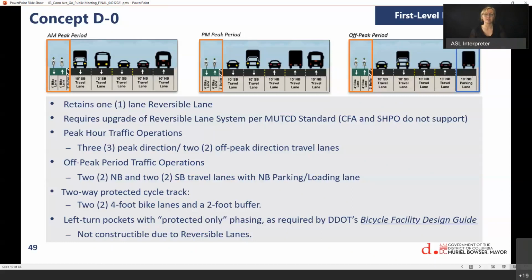Due to DDOT's bicycle facility design guide, we do require that vehicles have a protected left turn pocket in order to prevent any conflicts between the cycle track users and vehicles. In this case, because we are retaining the reversible lane, that would not be constructible.